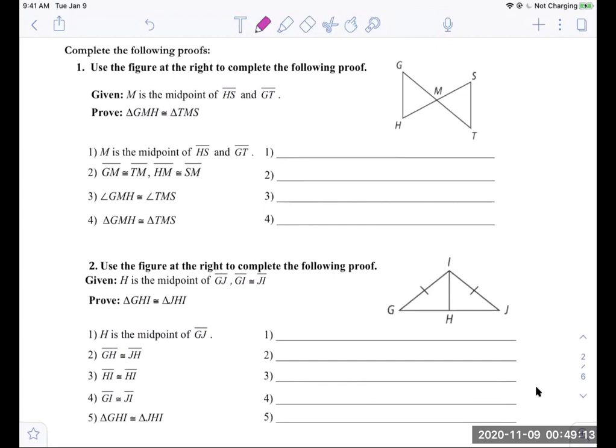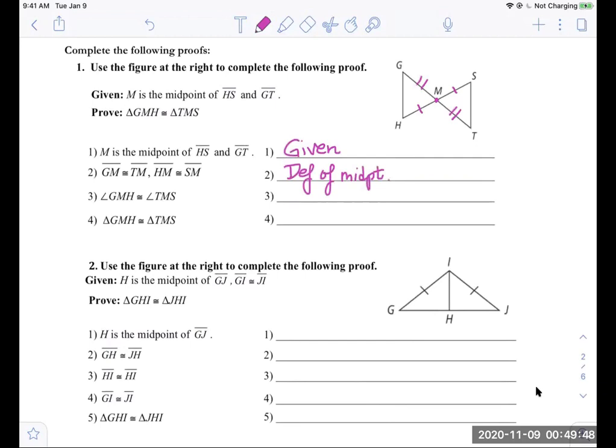So on this problem, you're given that M is the midpoint of segment HS and segment GT. Okay, that's given information. It is very important that when you write down a step in the congruent triangles proofs, that you mark what that's going to tell you. M is the midpoint of segment HS means that those two segments are congruent, and then GM and TM are congruent. So that is simply the meaning of midpoint, right? That's the definition of a midpoint.